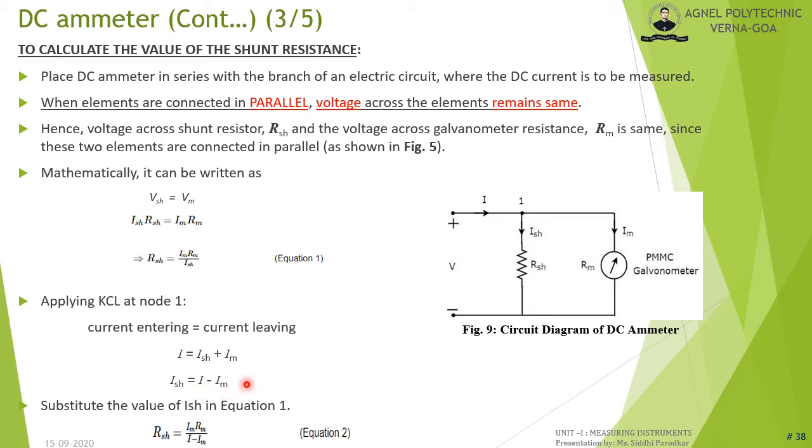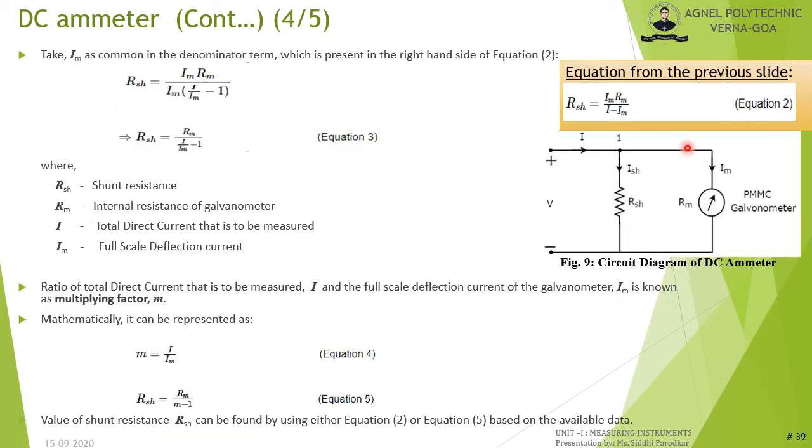Substitute the value of ISH in equation number 1. Thus, the value of shunt resistance RSH will be Im into Rm divided by I minus Im. Write this equation as equation number 2. This is the equation we had got for RSH in the previous slide. That is, RSH is equal to Im into Rm divided by I minus Im.